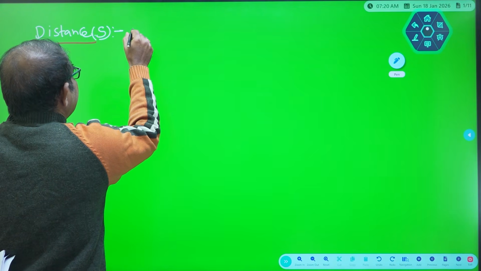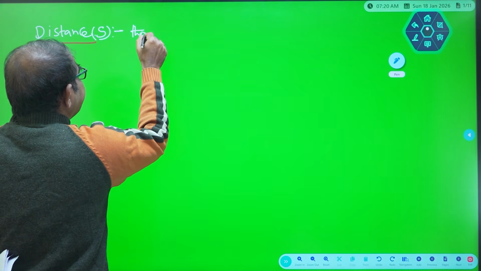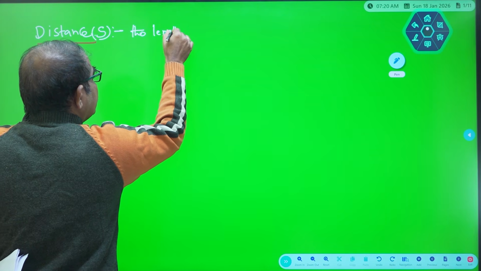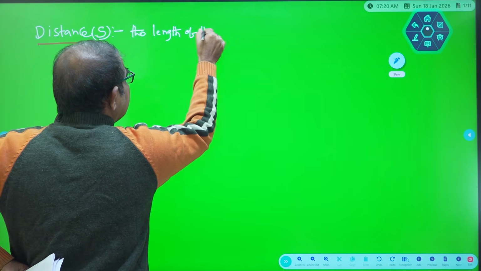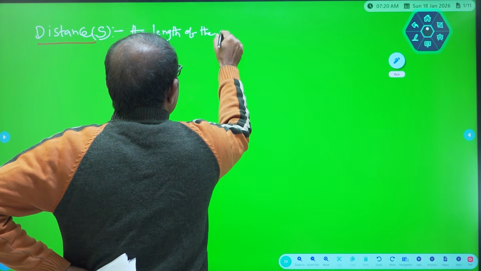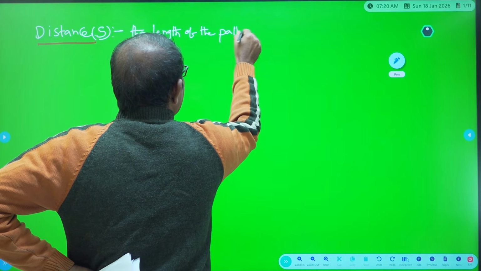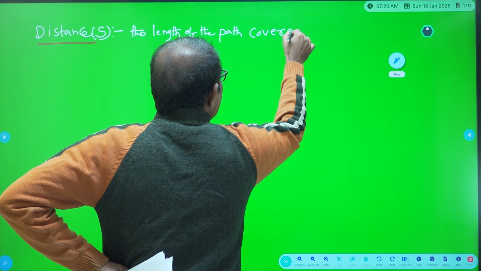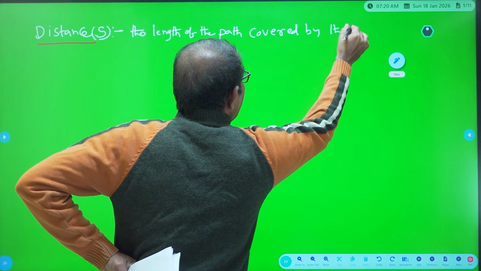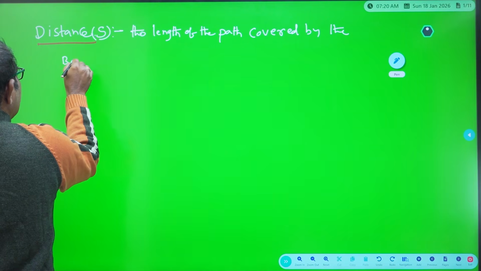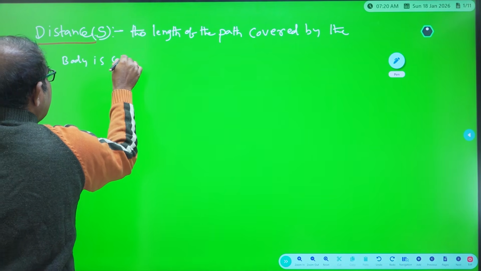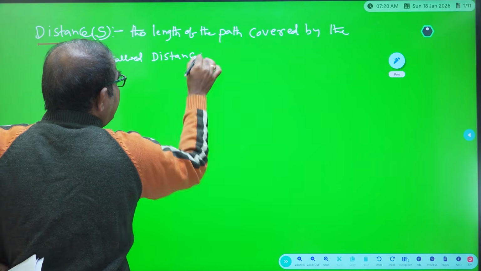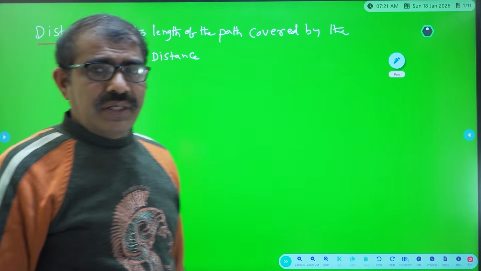The length of the path covered by the body is called distance.